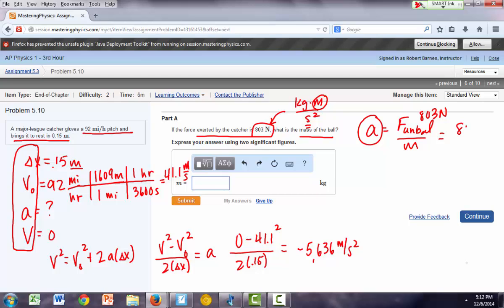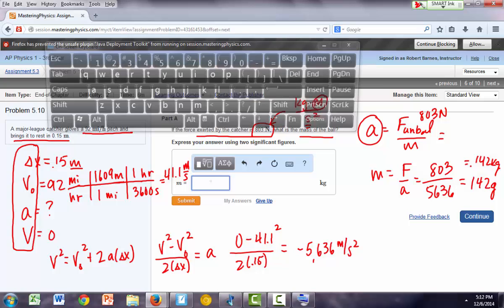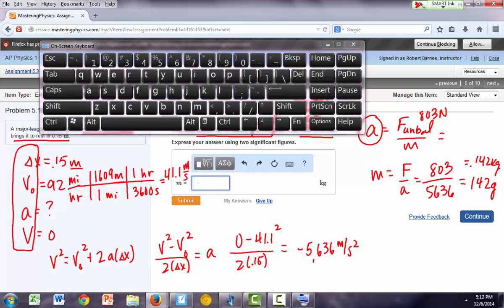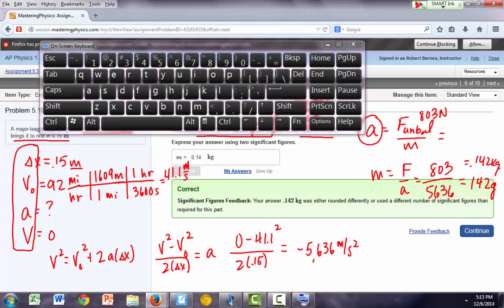This is 803 newtons here. So this is going to be 803 over 5,636. Oops, I got to rearrange, don't I? For mass equals F over a. So 803 over 5,636. That's 142 grams or 0.142 kilograms. Okay, see if that works. No, I used too many sig figs.